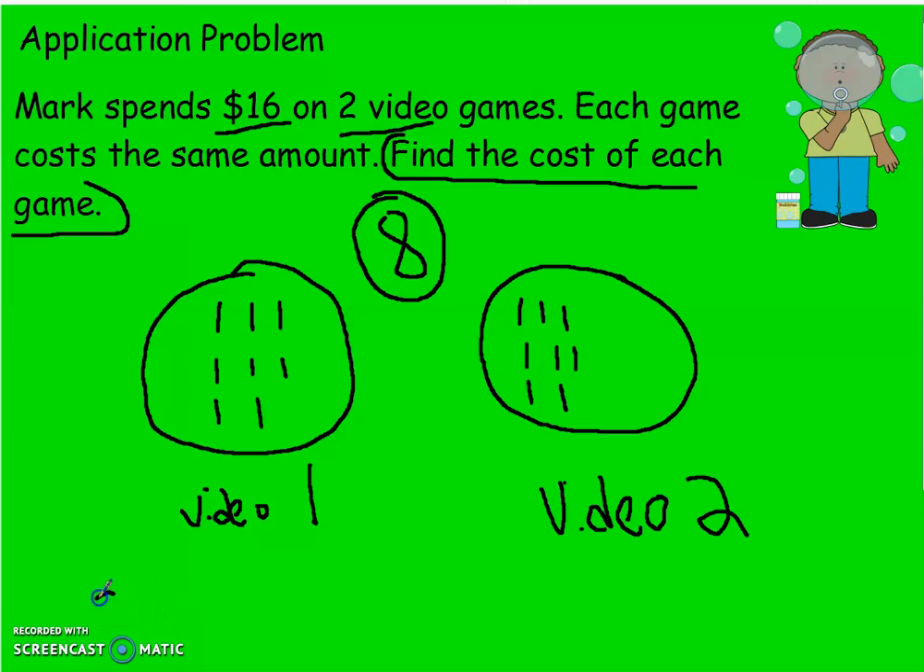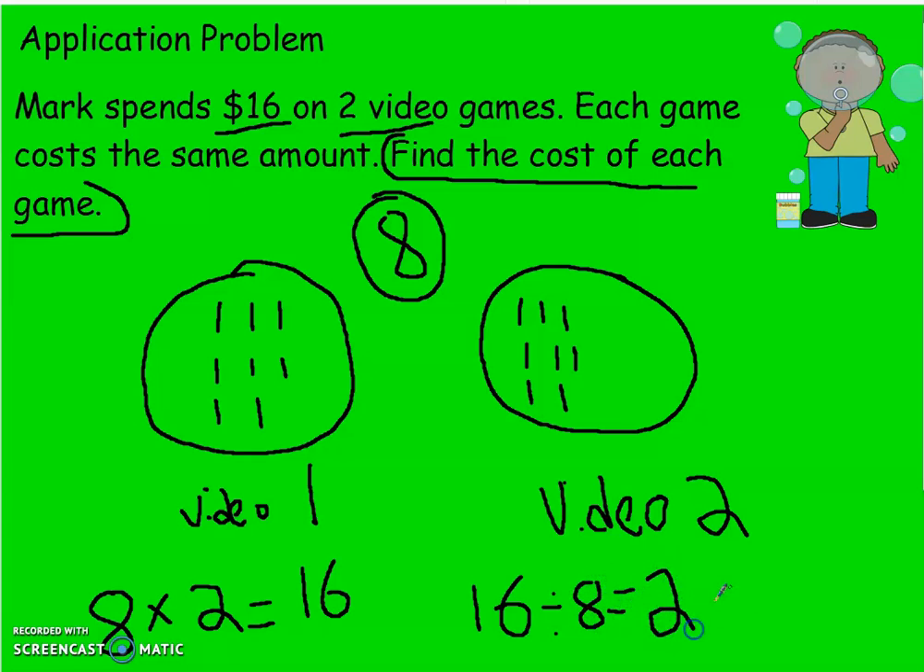Our multiplication sentence would be 8 times 2 equals 16. Because we have 8 in each group, times 2 groups equals 16. And our division sentence would be 16 divided by 8 equals 2. Make sure you write this in a complete sentence at the bottom. How would we write this as a complete sentence?